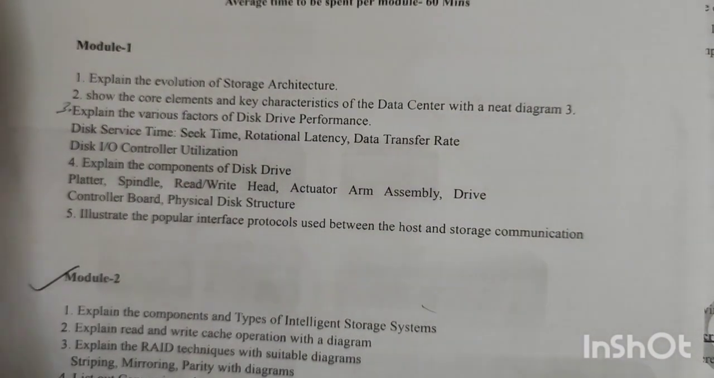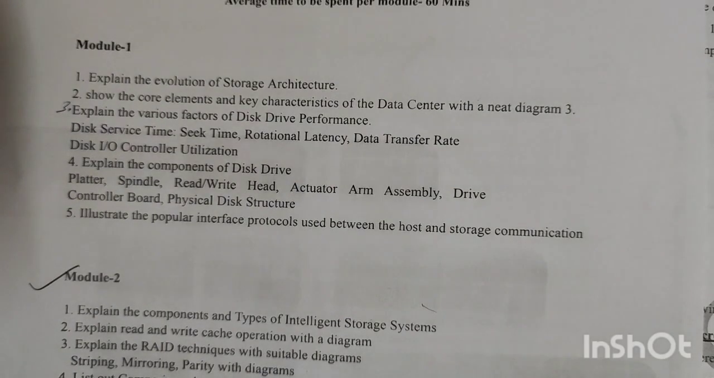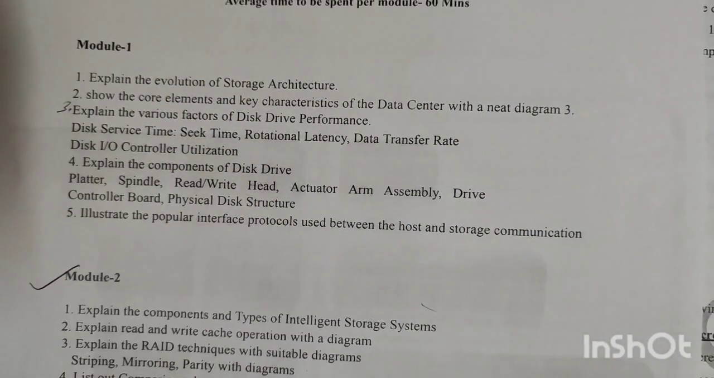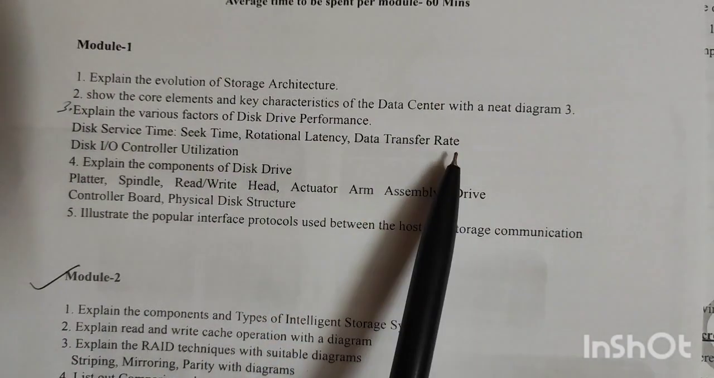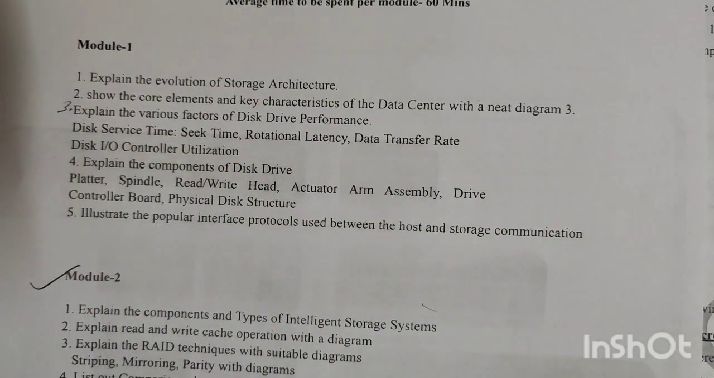That is, explain various factors of disk drive performance. Then you have disk service time. So all these factors you need to see, that is your seek time, your rotational latency, your data transfer rate, your IO controller, your utilization, everything you need to check.